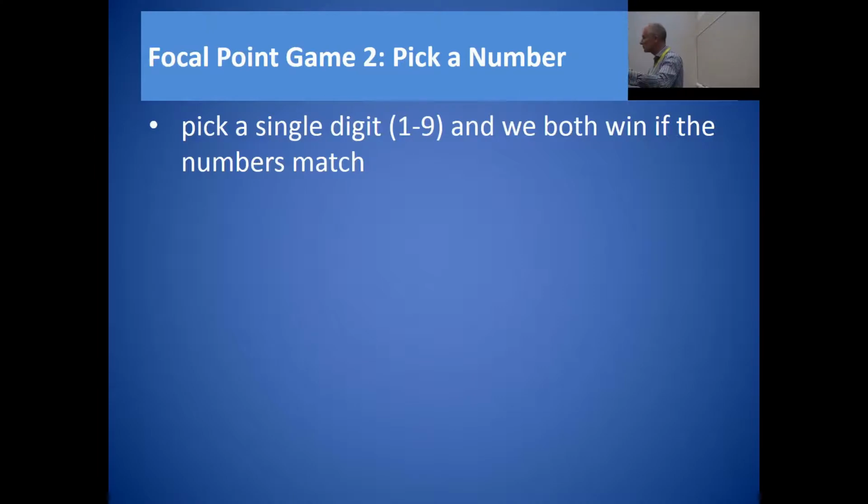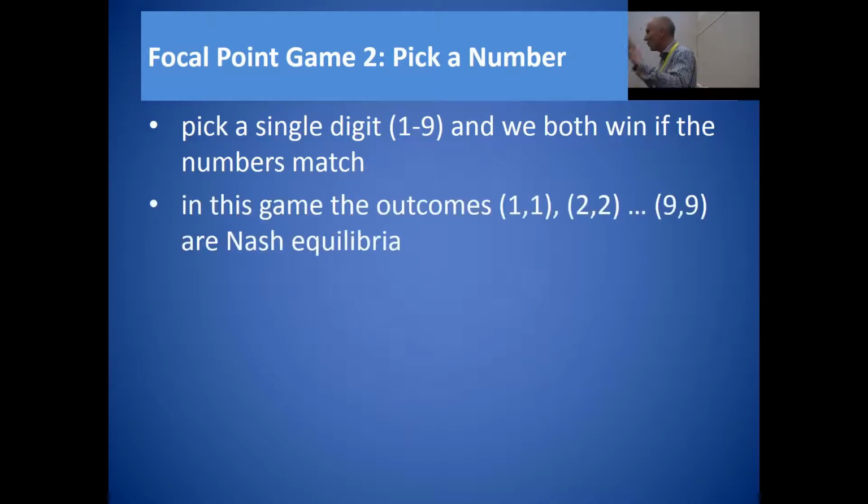If we pick different numbers, we don't win. So you can see, if we pick different numbers, would we have an incentive to do something different? Yes. If we pick the same number, do we have an incentive to choose something different? No. So all those outcomes where we pick the same number are Nash equilibria. So if I picked 1 and you picked 1 at the same time, that would be a Nash equilibrium. If I picked 2 at the same time as you picked 2, that would be a Nash equilibrium.